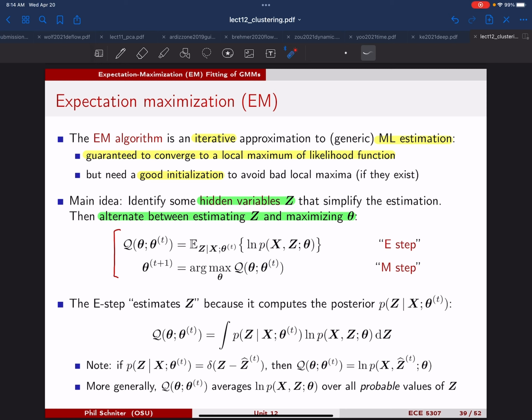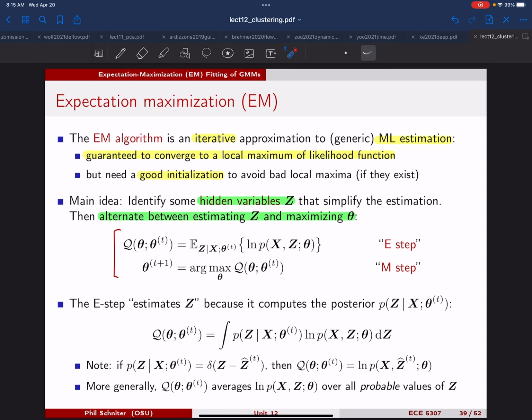Okay, so what I'm trying to say here is that in the simple case that you're absolutely confident that your hidden variables equal z hat t, then what happens when you compute this whole thing is that you simply take the log of your joint probability and you just simply replace this z thing with z hat t. That would be the simplest case.